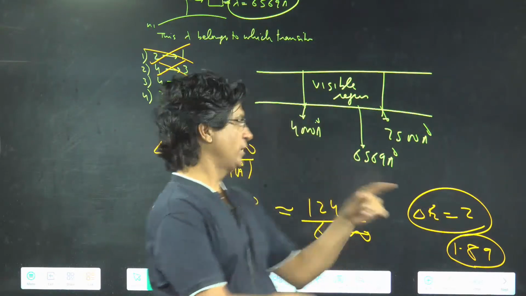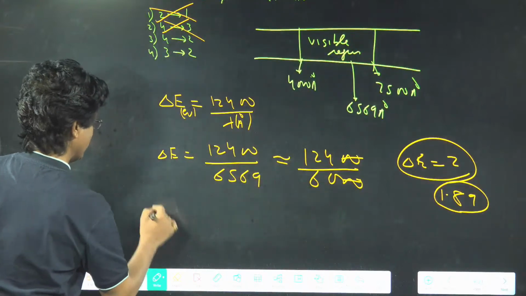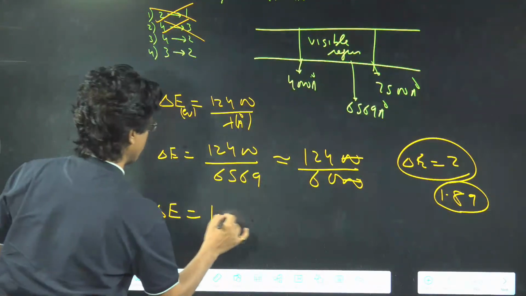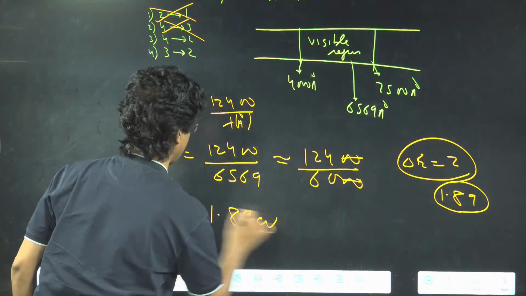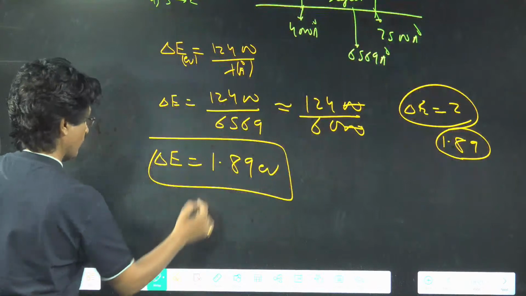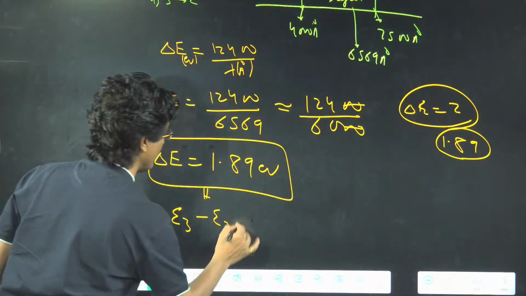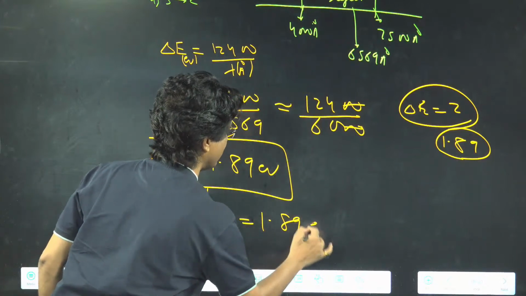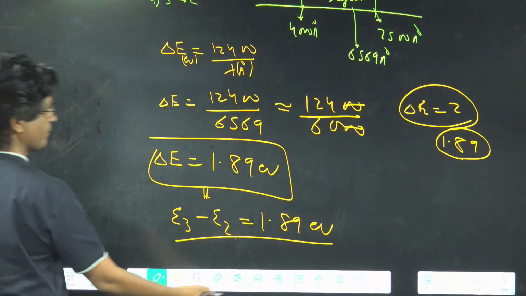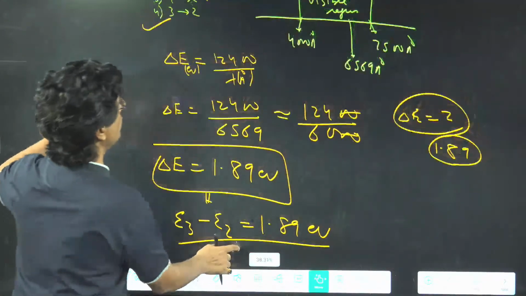1.89. If I say that, you will calculate it particularly, you will get this value as delta E equal to 1.89 exactly electron volt. And this gap is for which orbits? This is basically E3 minus E2. If you remember, 1.89 electron volt. This transition is for 3 to 2.